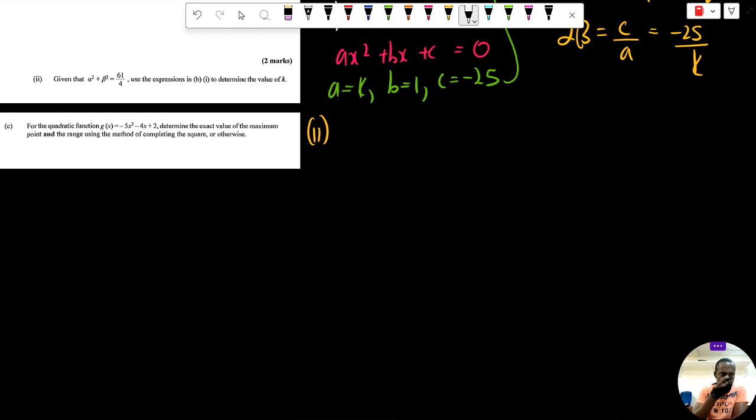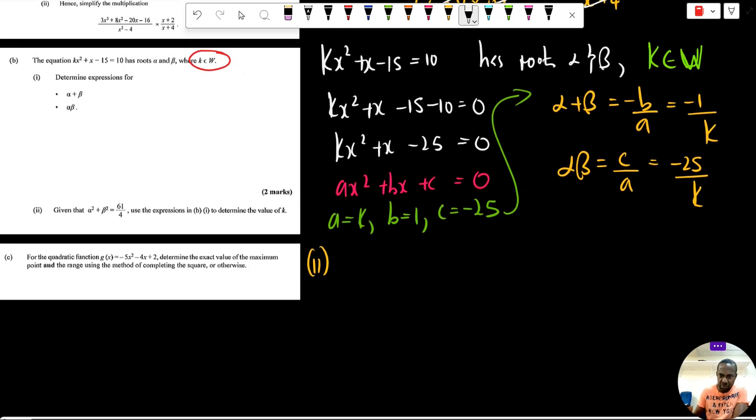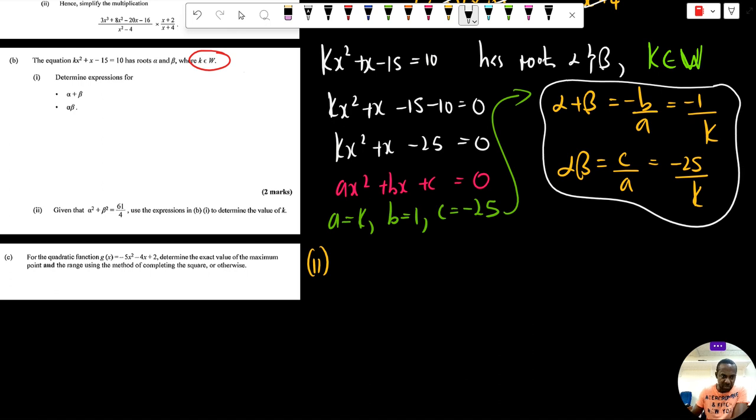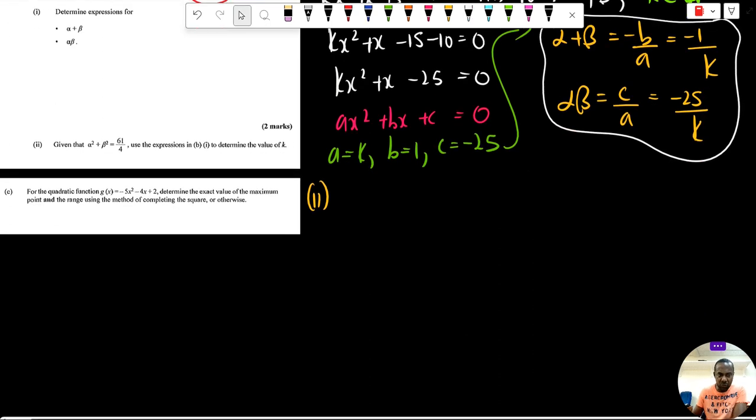Part 2 says that given that alpha squared plus beta squared equals 61 over 4, use the expressions in B I to determine the value of k. And those expressions that they're referring to are these. So we're supposed to use these expressions together with the information we're given, alpha squared plus beta squared equals 61 over 4, to obtain the value of k. Now pay close attention, it says the value of k, which would suggest that we're supposed to get a single value, not more than one, but a single value.